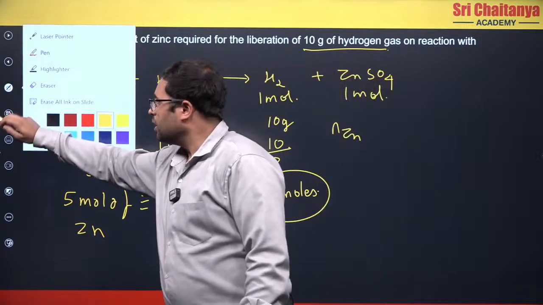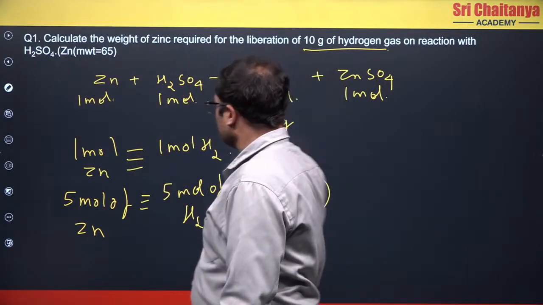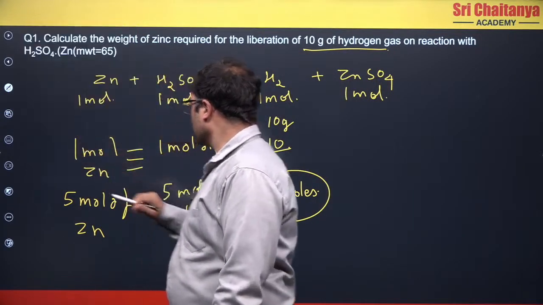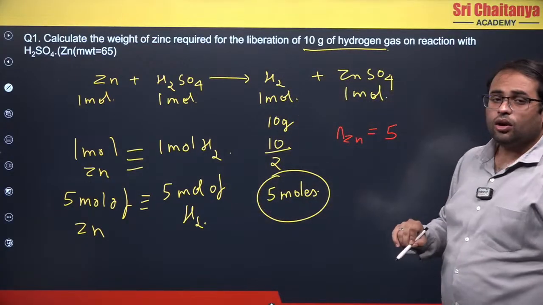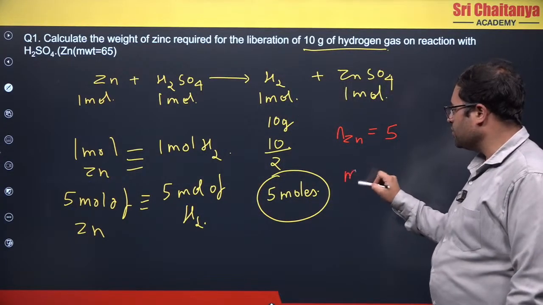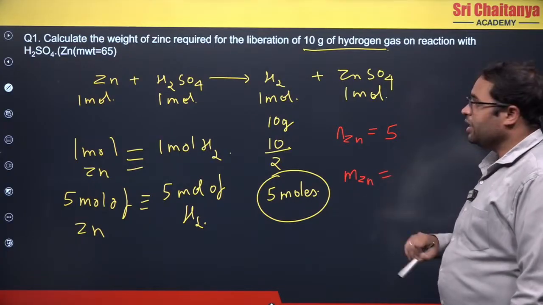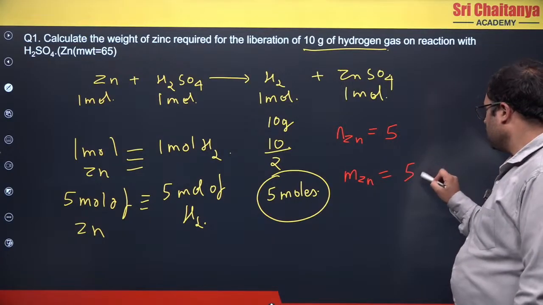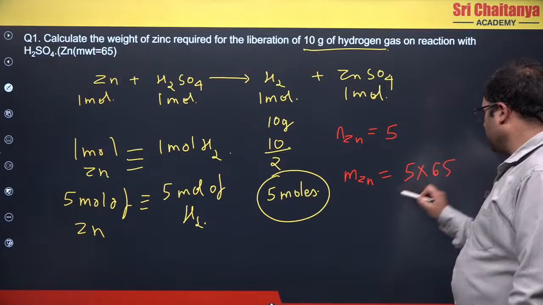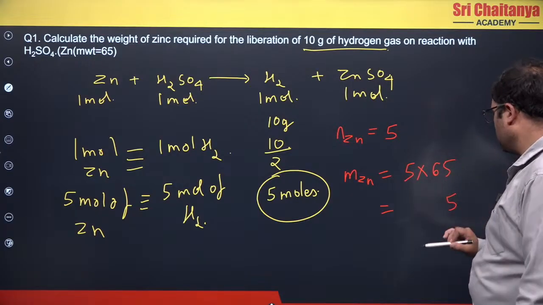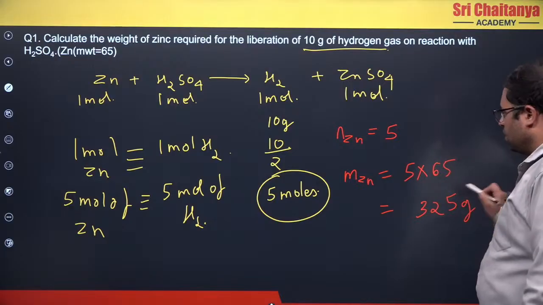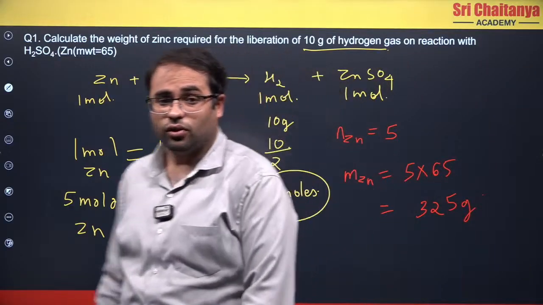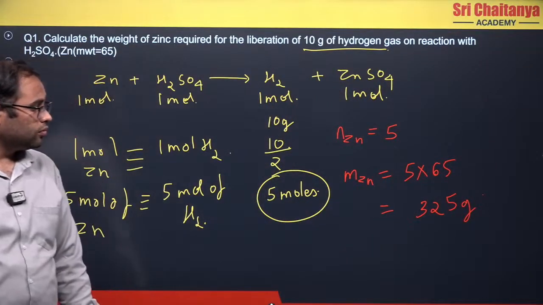Five. Now from this, how will you get the mass of zinc? Multiplied by the molar mass. So 5 multiplied by 65. It will be 325 grams, right? That is the answer for you.